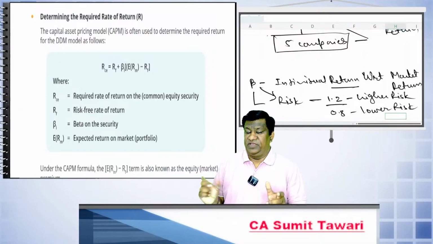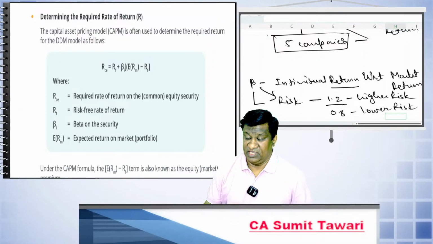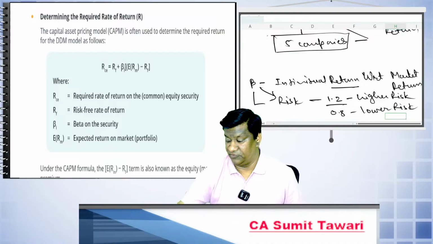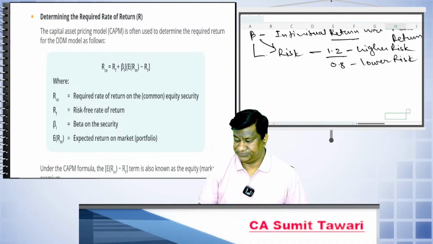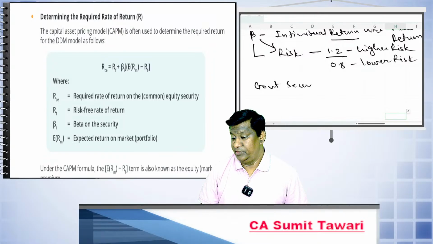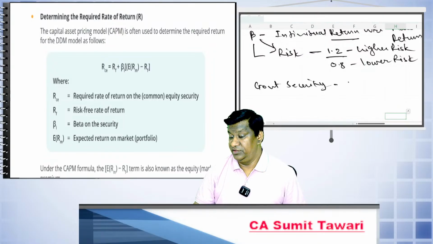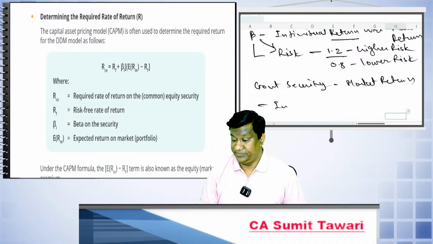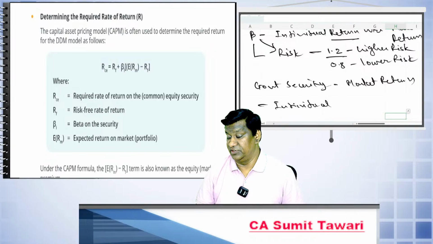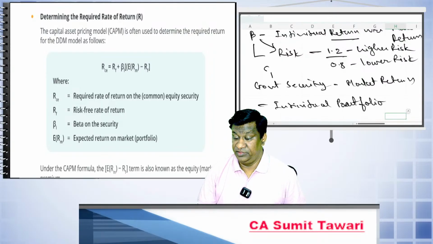Because see, we are comparing with the market situation. Okay. See again, first government security, then market return, and then individual portfolio or individual expected rate of return. Okay. This is the safest one.